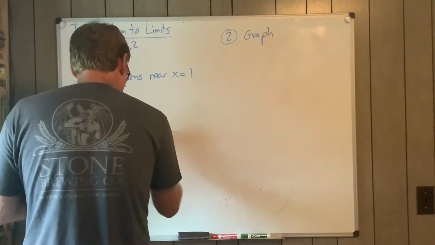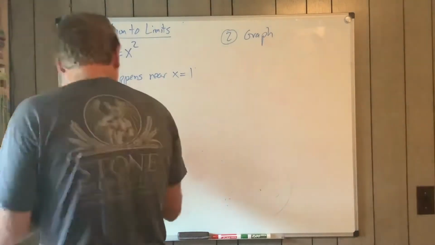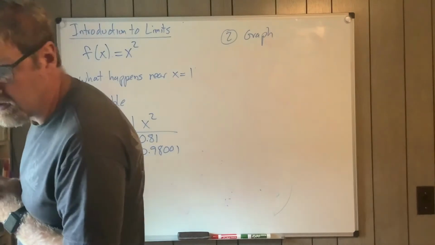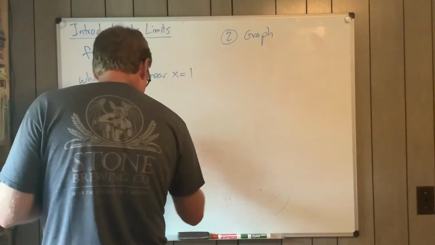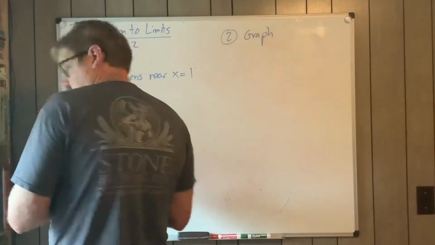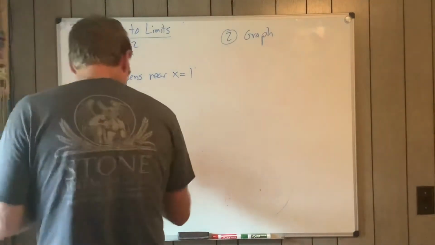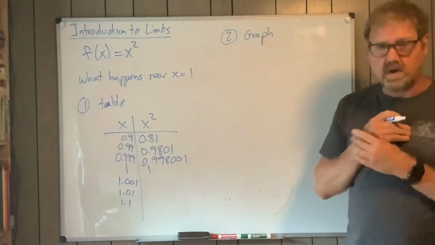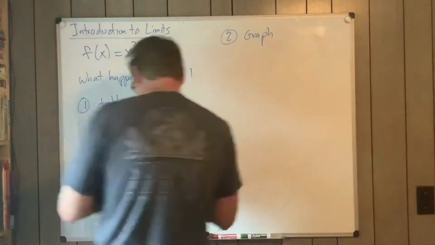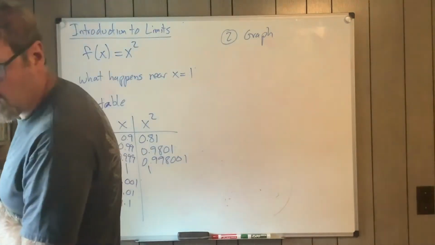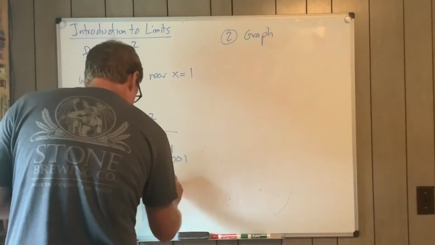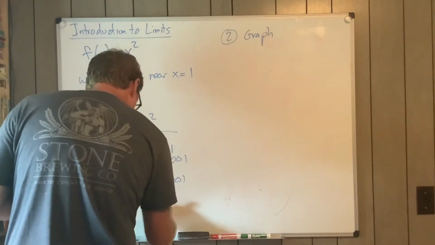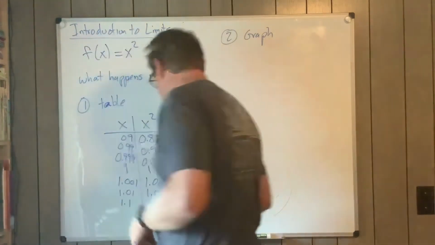So 0.998001. Sorry, 0.9801, 0.998001. If I plug in 1, I get 1. Right? Then 1.002001, 1.0201, 1.21. Okay.